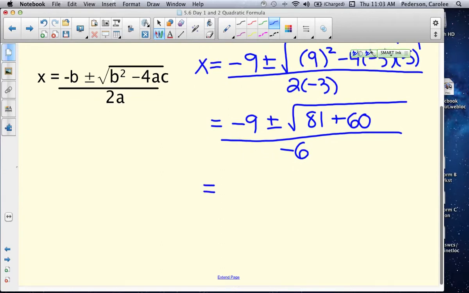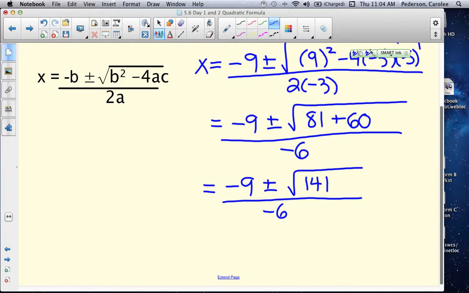Now reduce again within the radical. Over negative 6. Now look at square root of 141. That's a number that is not factorable down to break it down into reducing radicals, so we can just leave that answer alone. We do have two answers. We have negative 1 plus the square root of 141 over negative 6, and then the negative of that. So you can just leave the answer as it is.